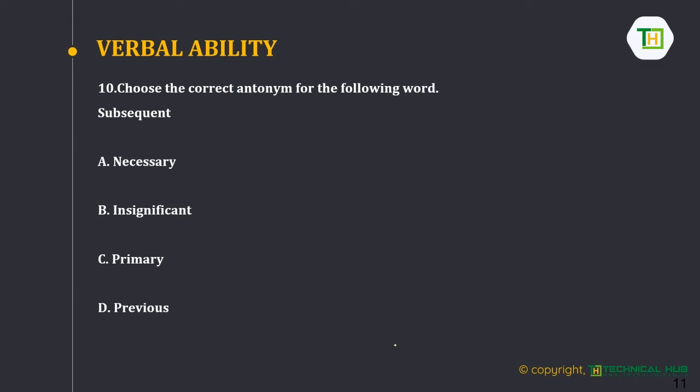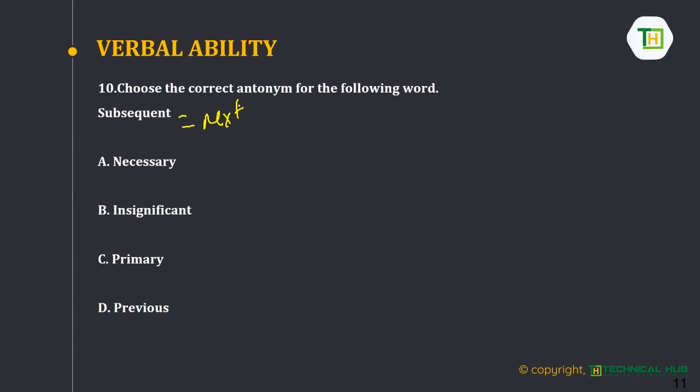Find the correct antonym for the following word. So subsequent. What is the meaning of subsequent? Subsequent means the continuous one or the next one, like that we can say. So subsequent means, he has won the prize subsequently for the third time, meaning the next time, or the continuous thing we are using. Okay, so subsequently, again and again, next and next, like that we are using.